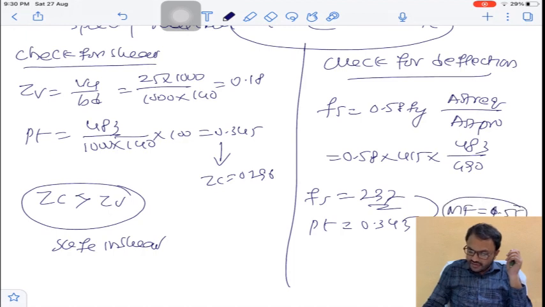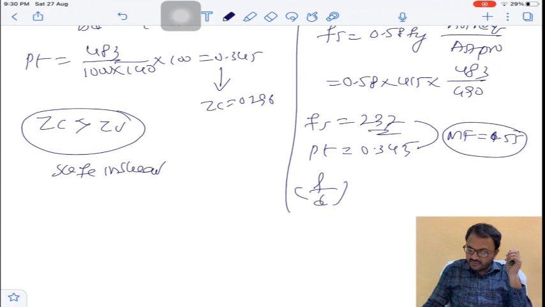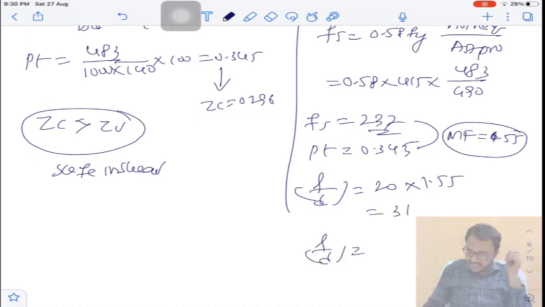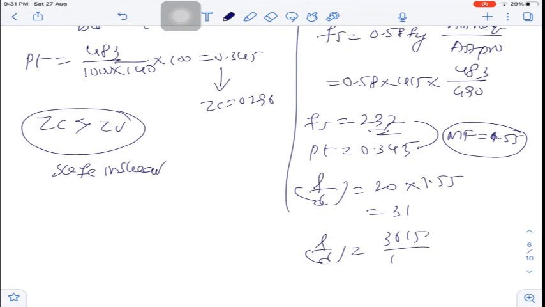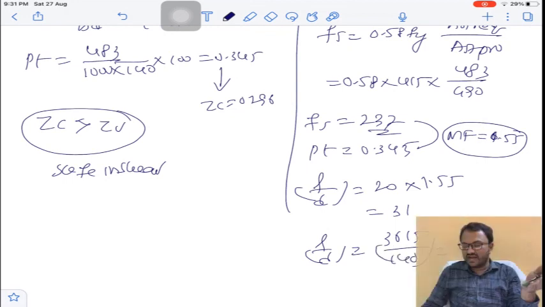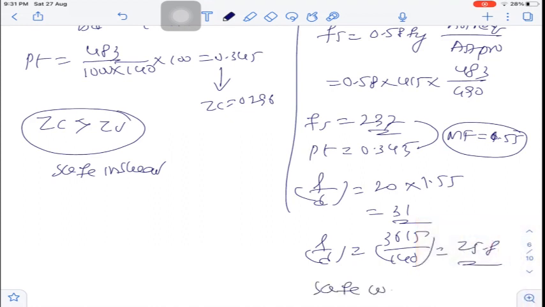Okay. So now L by D for a simply supported beam is 20, but the modification factor I got is 1.55. It will become 31. And L by D we provided is how much? 3615 divided by 140. It will be 25.8. So obviously L by D from the code value is 31 and L by D we provided is 25.8. That is, we have provided less. That is, it is safe with respect to deflection.